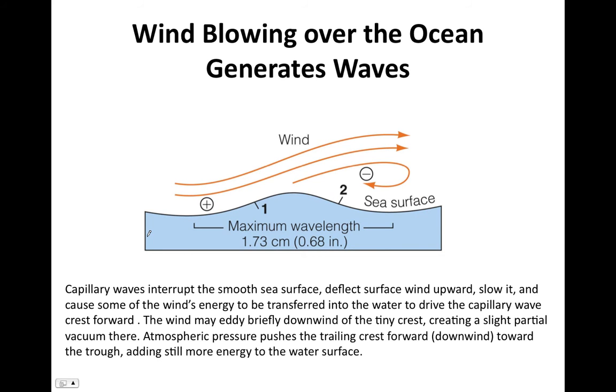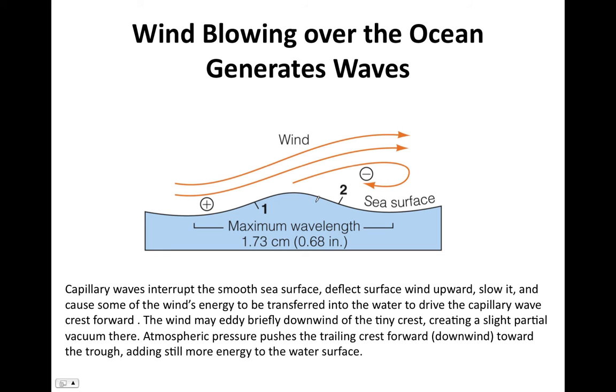So how are waves generated? Well, whenever we have undisturbed water, so flat undisturbed water, the wind begins to blow over it. The wind and friction between the wind and water will cause water to pile up. Okay, now this pile of water, this is the beginning of a wave.